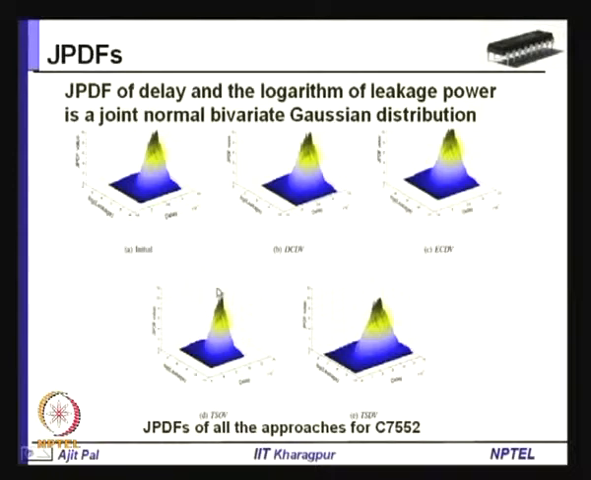Even by looking at the curves, we find this is narrower. On this side is the delay, on this side is the logarithm of leakage power for all the approaches. This is the initial one, this is the delay constant dual VT approach, this is the energy constant dual VT approach, this is the TSDV approach, and this is the TSOV approach which I have discussed in detail. So, we find that the variation is much smaller in this particular approach.